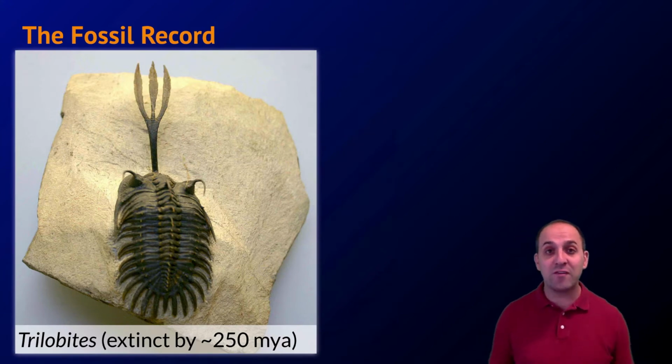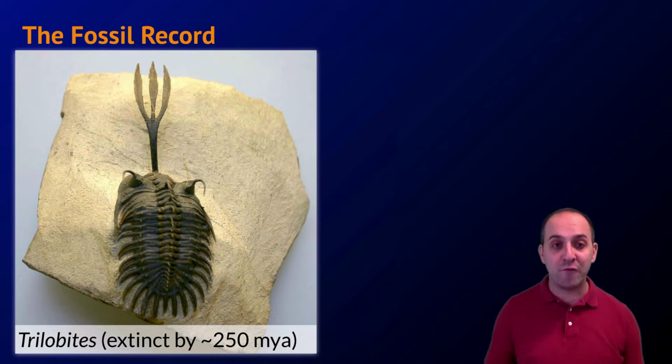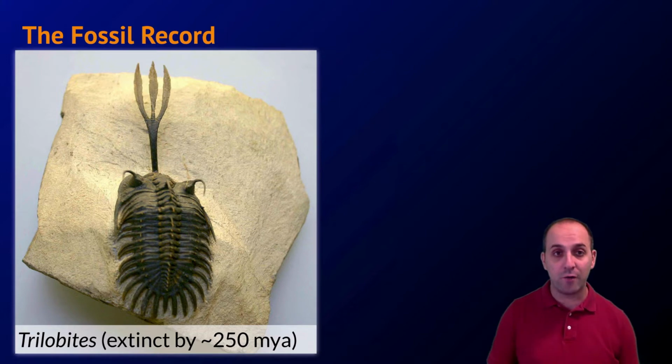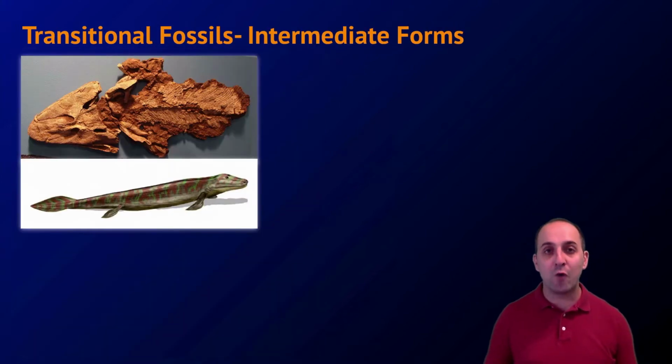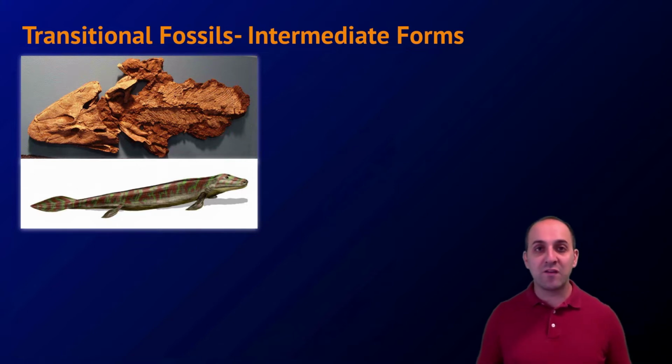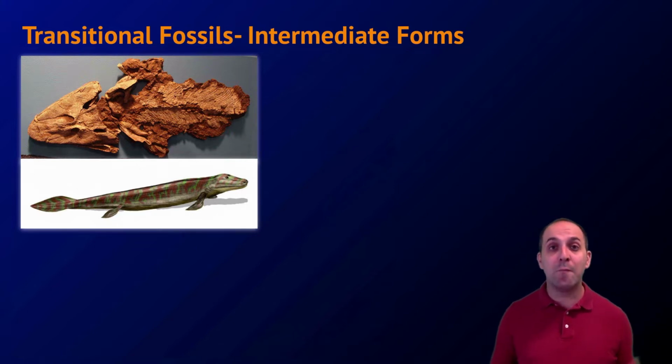For instance, trilobites, ancestors of modern arthropods, have been extinct for about 250 million years, but are numerous in the fossil record. And we can also see the so-called transitional fossils or intermediate forms. These are organisms that show characteristics that span between two major modern lineages. I've collected a couple of my favorites.